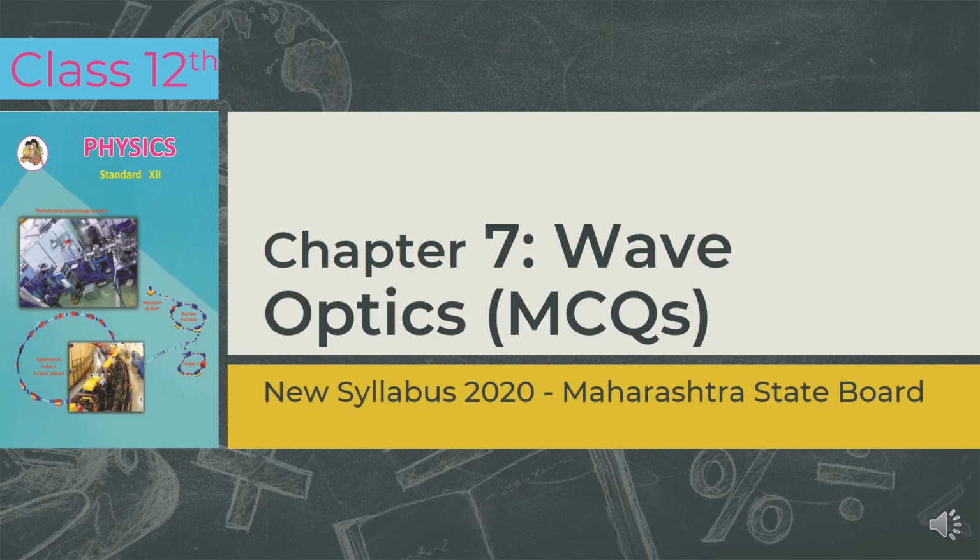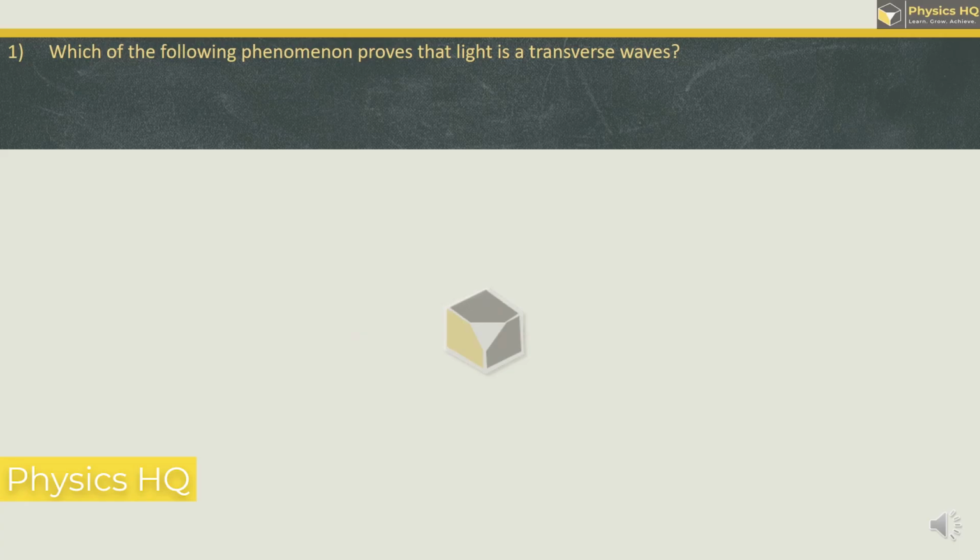Continuing with the lecture series of solving MCQs and sums of class 12, today we'll be covering MCQs of chapter 7, Wave Optics. So let us check out the first MCQ. Which of the following phenomena proves that light is a transverse wave? Reflection, interference, diffraction or polarization? So the correct option over here is polarization.